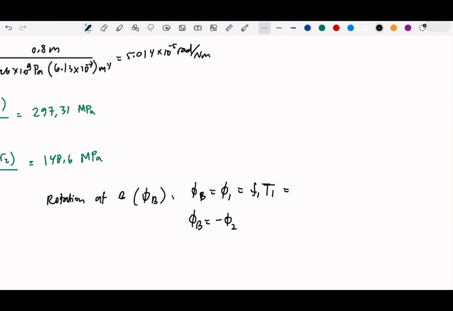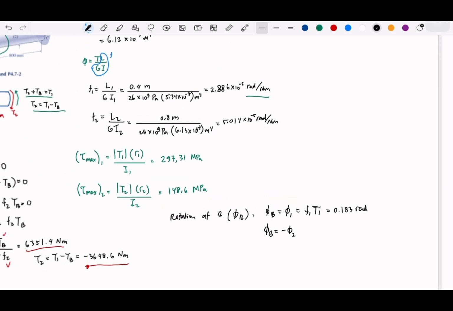I think it's still okay, because we are not that strict with the rotation, as long as they are consistent, canceling each other. So this should be okay, and if we compute this, it will give you 0.183 radians.